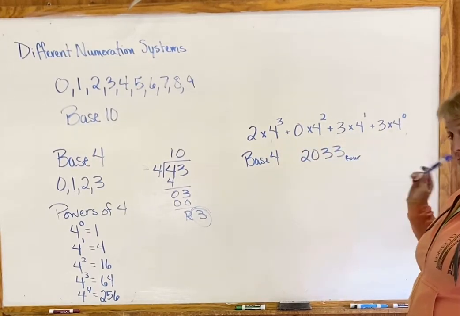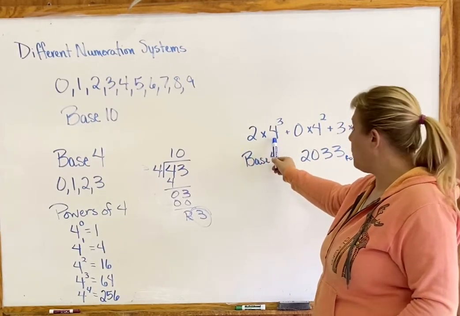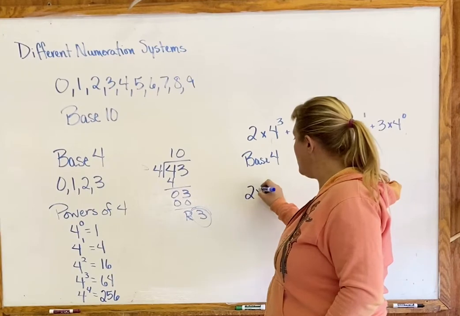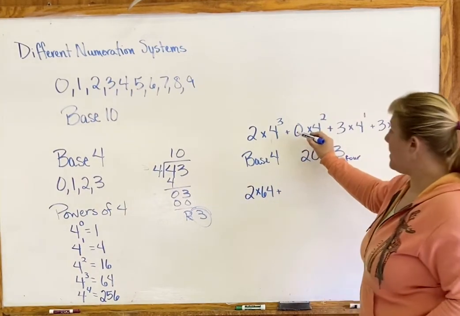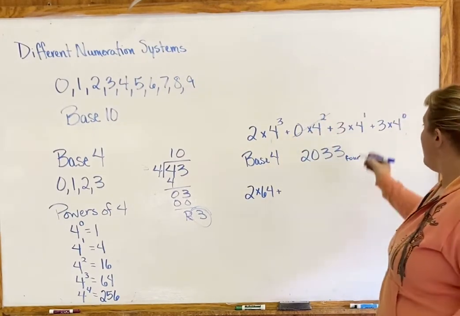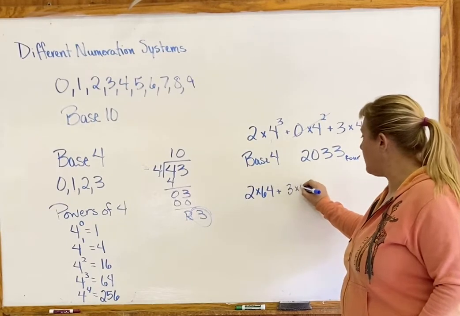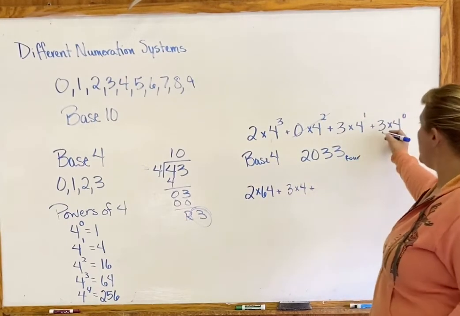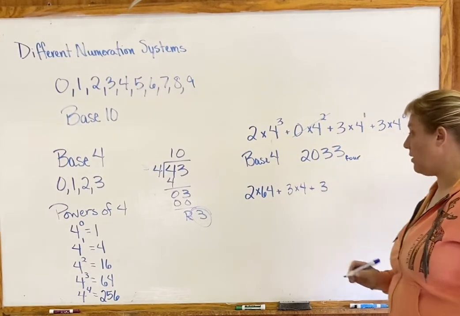So we need to take 2 times 4 cubed. So we're going to start with 2 times 64 plus, now the nice thing about this one is it goes away, doesn't it? So we don't need to worry about that. Then we need 3 times 4 to the first, which would just be 3 times 4. And then we need 3 times 4 to the 0, which is just 1, so that's just a 3 on the end there.